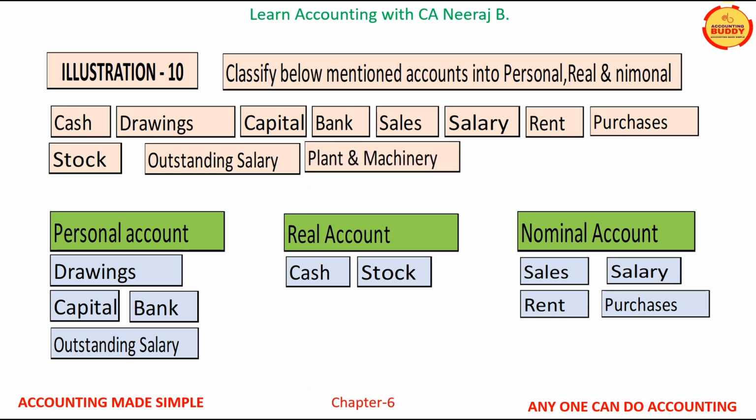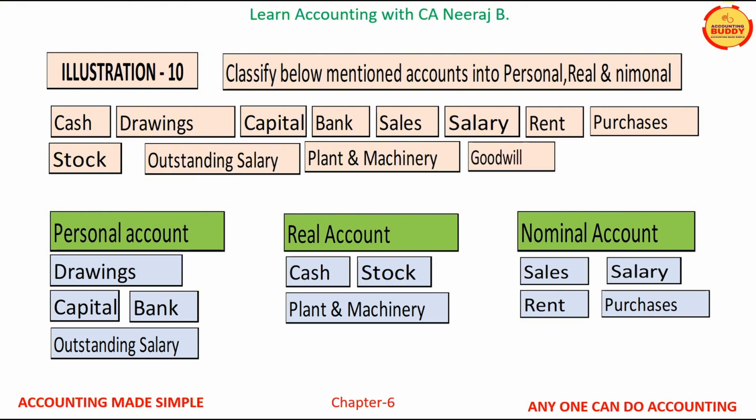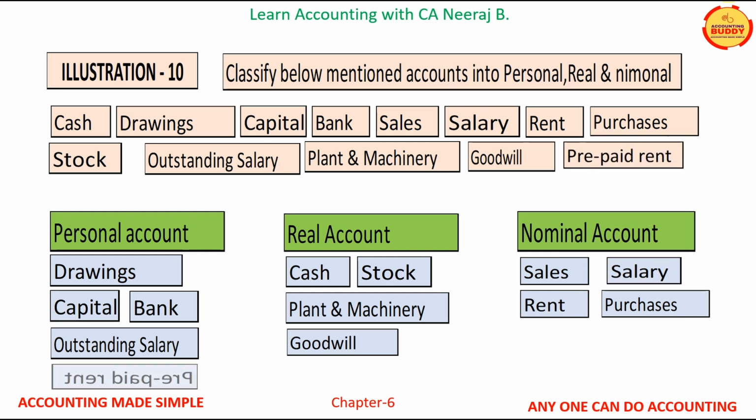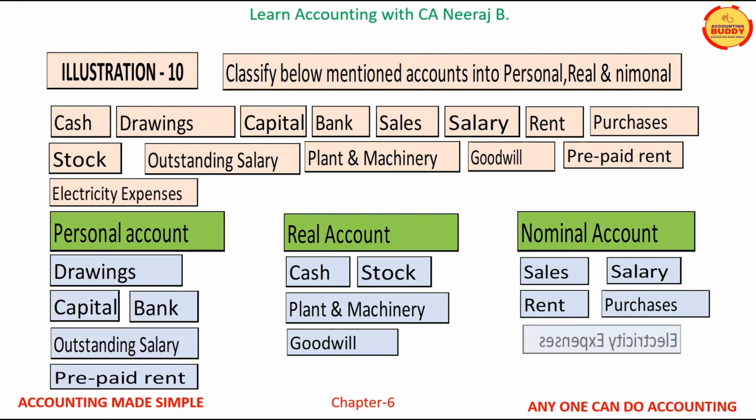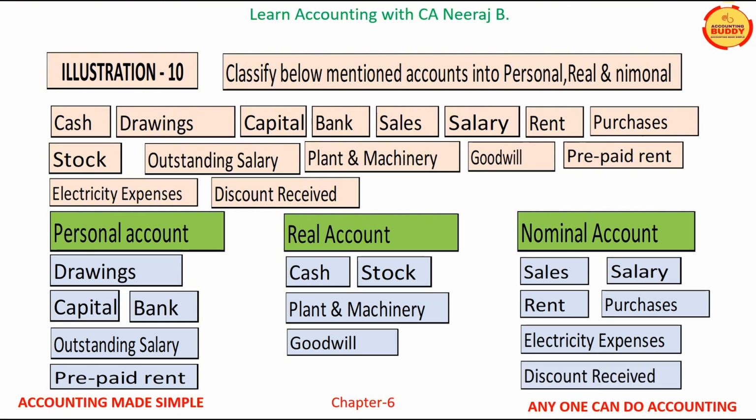Next is plant and machinery. Plant and machinery being an asset is a real account. Next is goodwill. Goodwill again is an asset, therefore it is a real account. Next is prepaid rent. Prepaid rent is a representative personal account. Next is electricity expenses. Being an expense, it is a nominal account. Discount received. Discount received is an income, therefore it is again a nominal account.